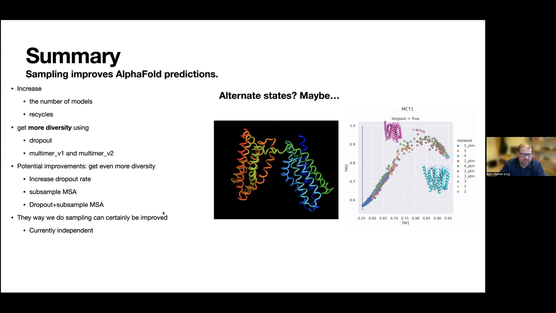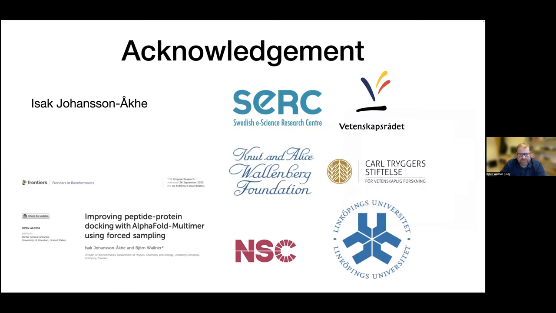The way we do sampling can certainly be improved. It's pretty stupid now. Everything is independent. Even if you performed well in one particular run, you just start a completely independent one, not even considering that you were good before. So the sampling can certainly be improved, but that's future research, I guess. Yes, so with that, I end.